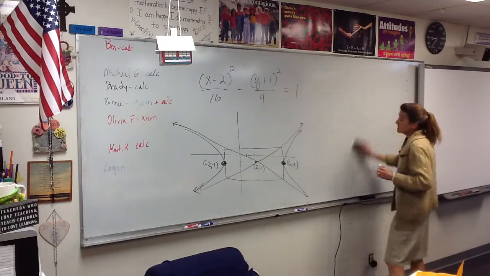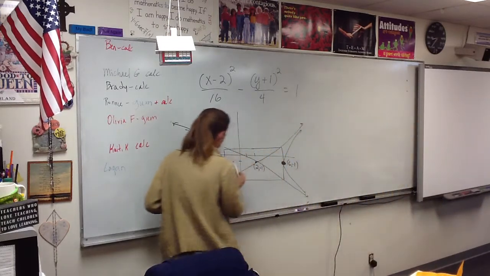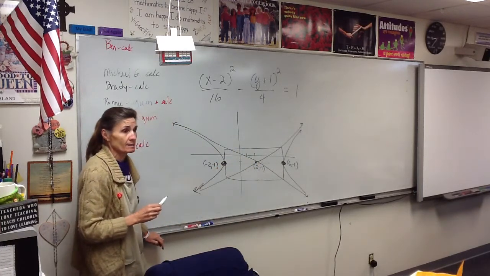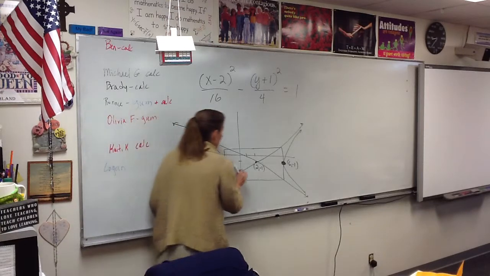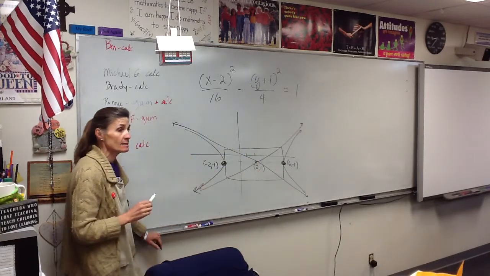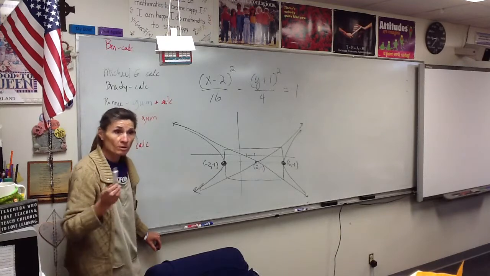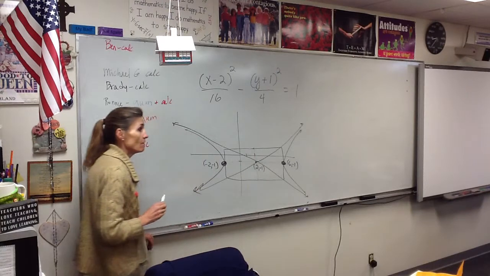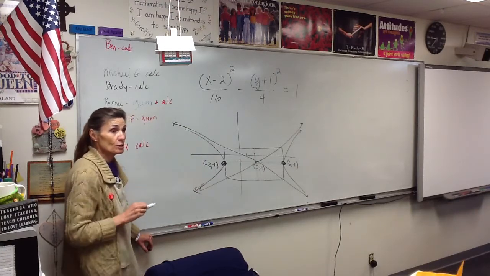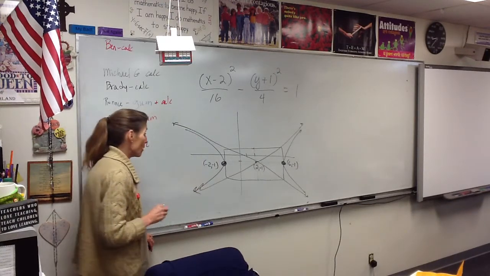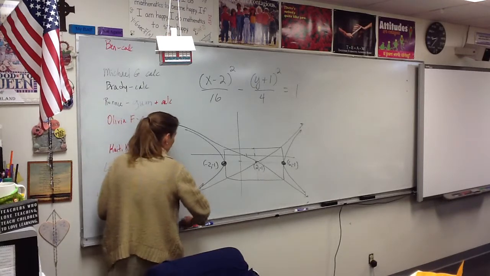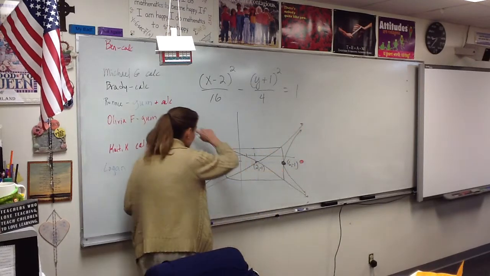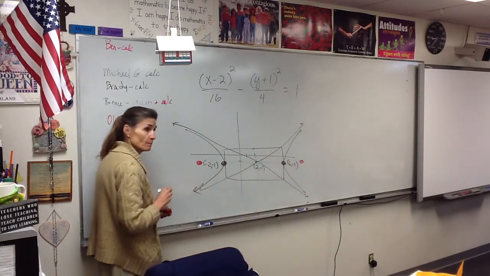Now the axis that joins the vertices is called the transverse axis. In this problem, the transverse axis is 8, because you went back and forth 4. The conjugate axis is 4, because you went up and down 2. Now, your foci are located somewhere inside the curves of the hyperbola.